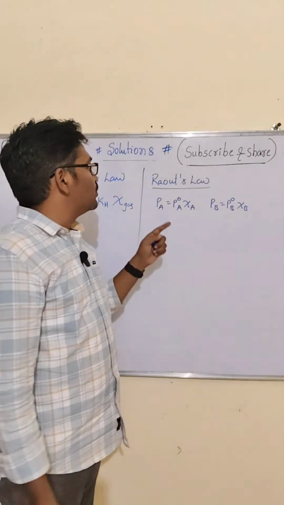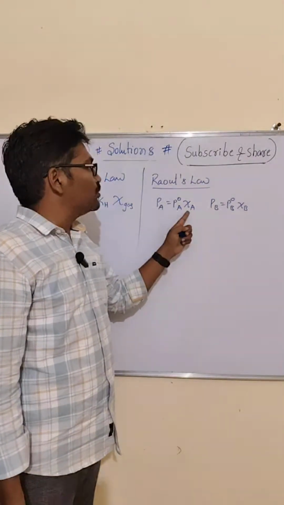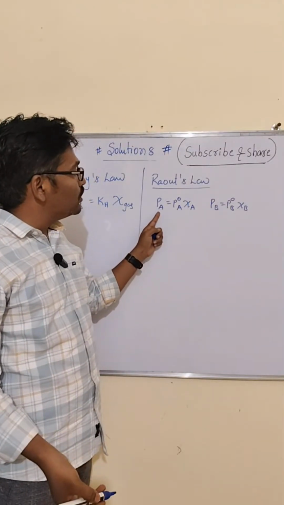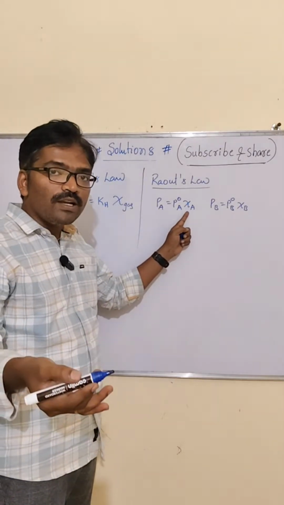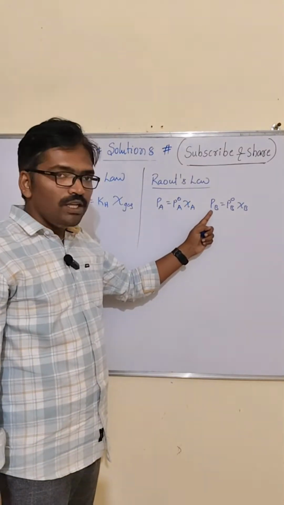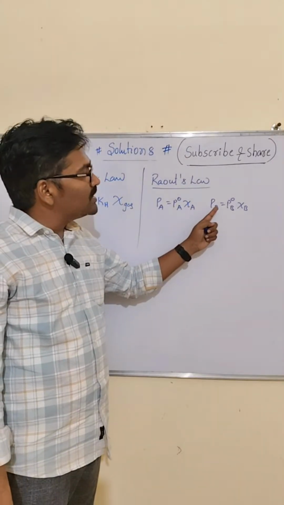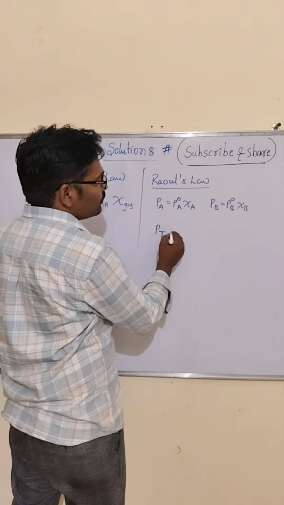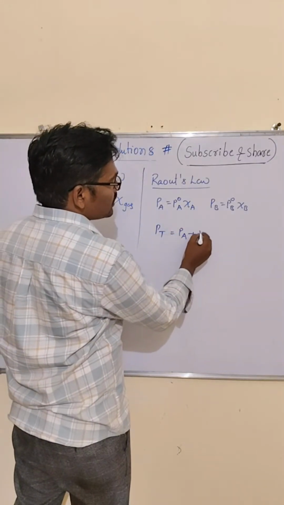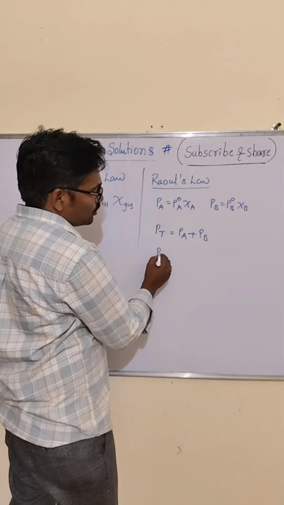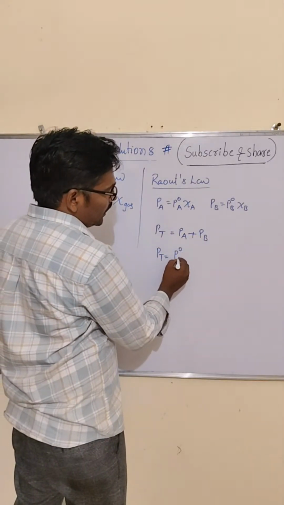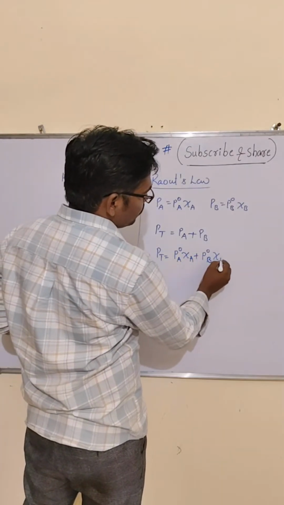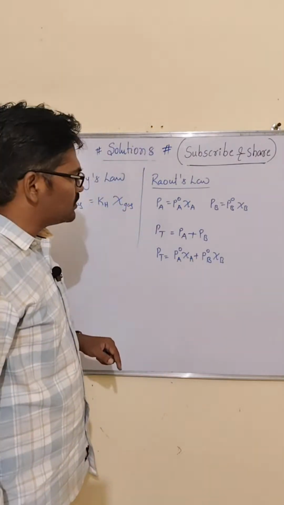According to the statement, the partial pressure of each component in the solution is directly proportional to the mole fraction of that component. Then P total, according to Dalton's law, is PA plus PB. So P total equals P naught A into mole fraction of A plus P naught B into mole fraction of B. These are the formulas we are discussing.